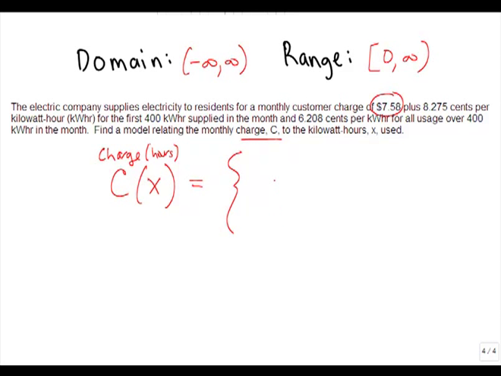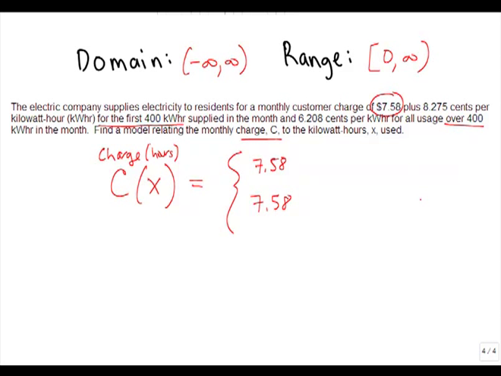But one thing that's the same about the two scenarios is no matter how much electricity you use, you automatically have to pay this fixed cost of $7.58, no matter which situation you're in. Now what are the two situations? Well, the first situation is that you are using 400 kilowatt hours or less, and the second situation is that you're using over 400 kilowatt hours during the month.